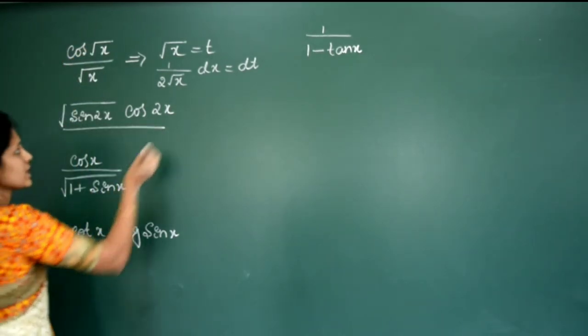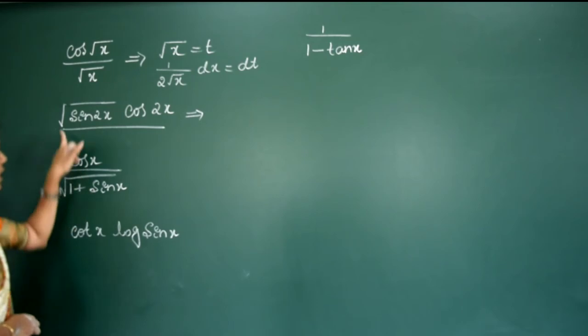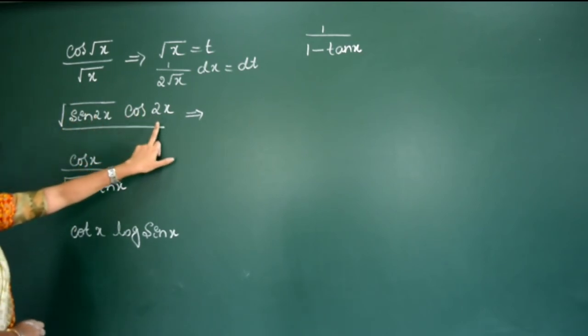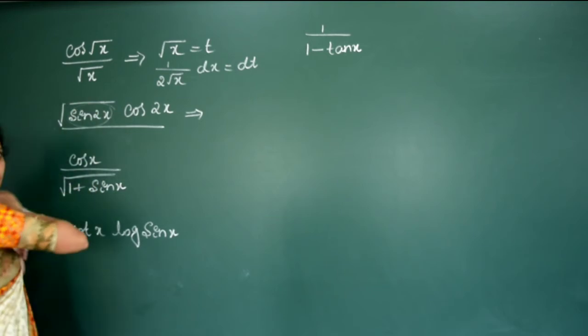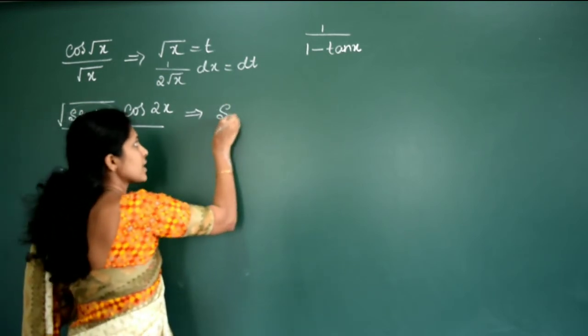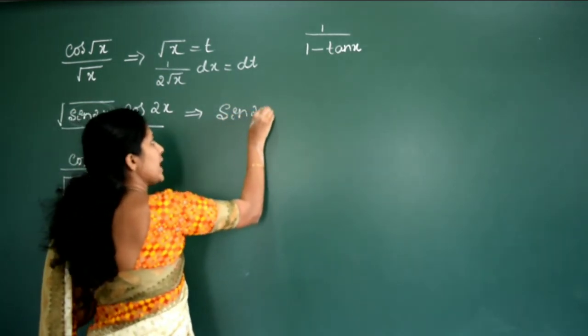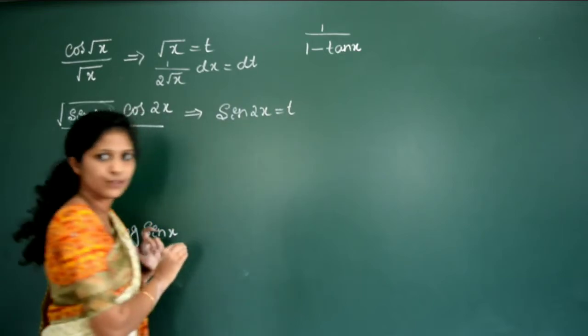See here, for this use the substitution. See here, root of sin 2x into cos 2x is under root sin x. So give the substitution for sin 2x. Okay, give the substitution. Sin 2x is equal to t. Now differentiate.